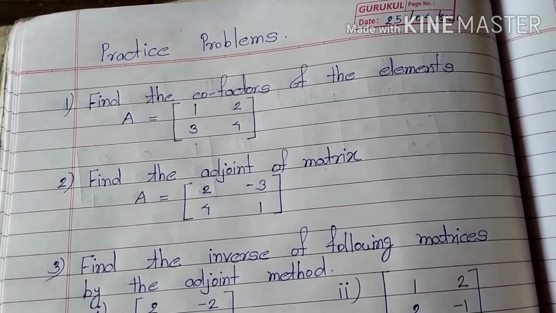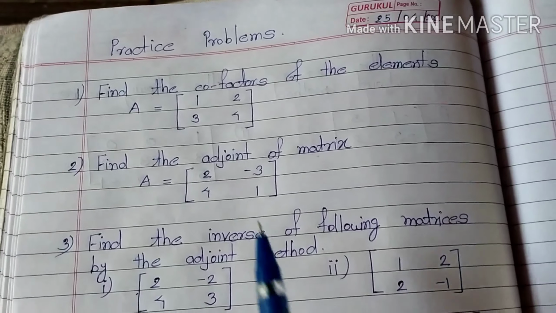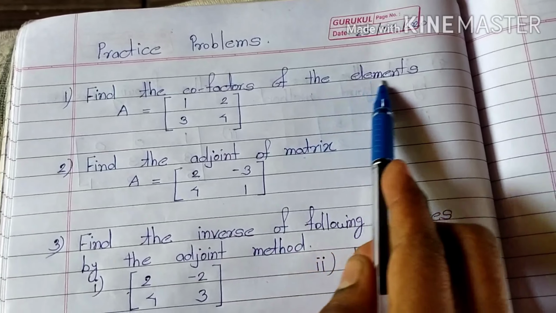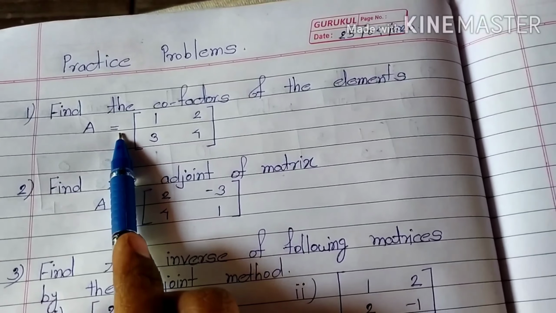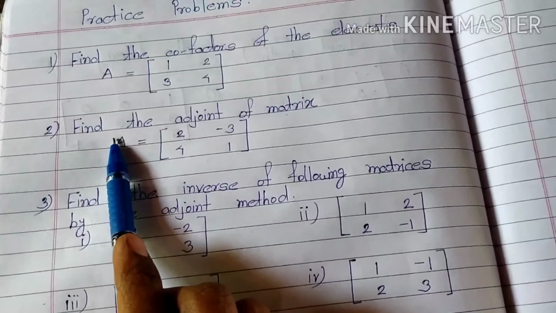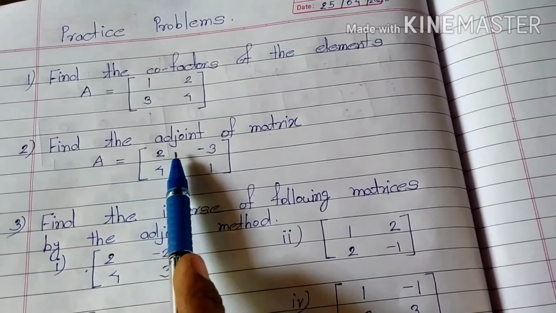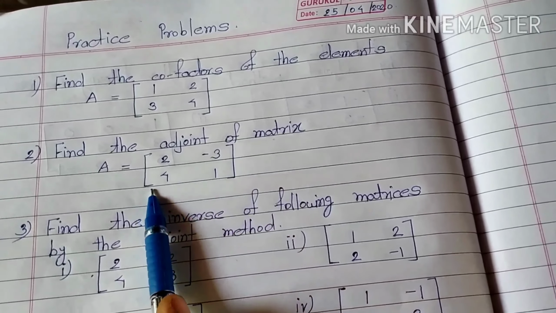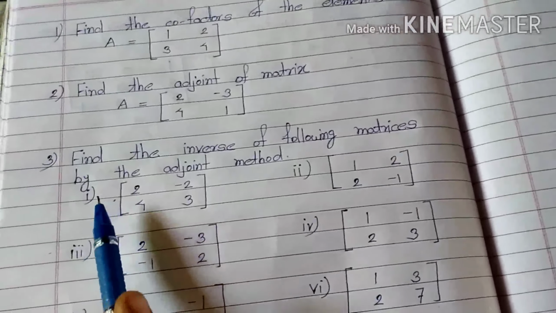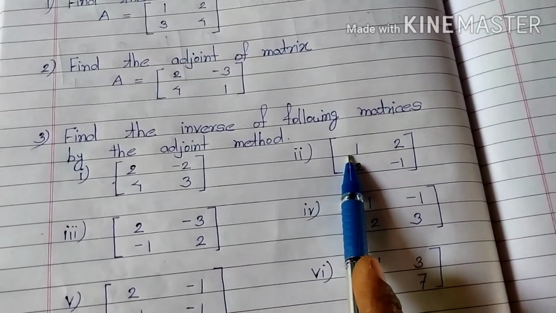Now there are some practice problems which you have to solve. First problem is find the cofactor of the elements, and matrix A is equal to 1, 2, 3, 4. Next example, find the adjoint of matrix A is equal to 2, -3, 4, 1. And last, find the inverse of following matrix by the adjoint method.